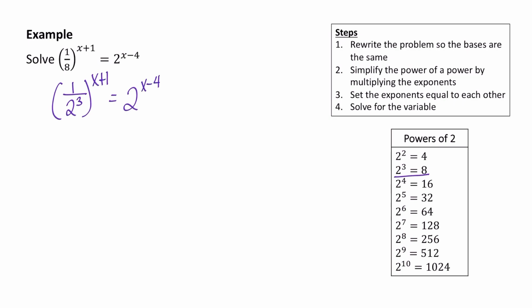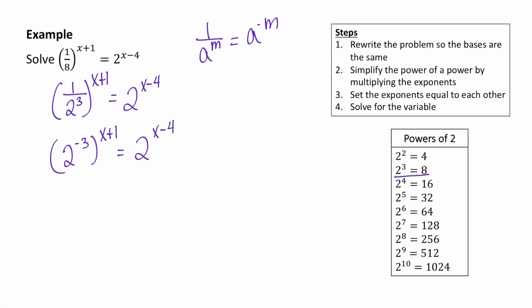So 1 over 2 cubed, remember I can use that reciprocal property, so 1 over a to the m equals a to the negative m. So if we rewrite that, that's going to be 2 to the negative 3 to the x plus 1 equals 2 to the x minus 4.